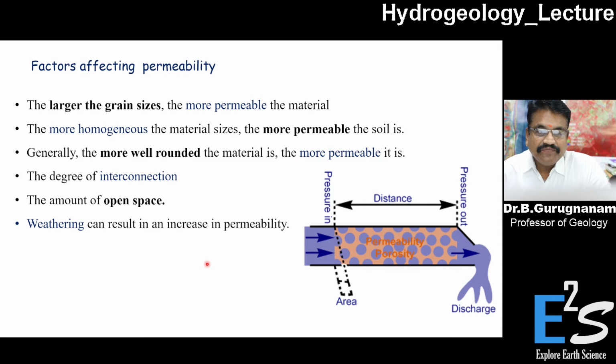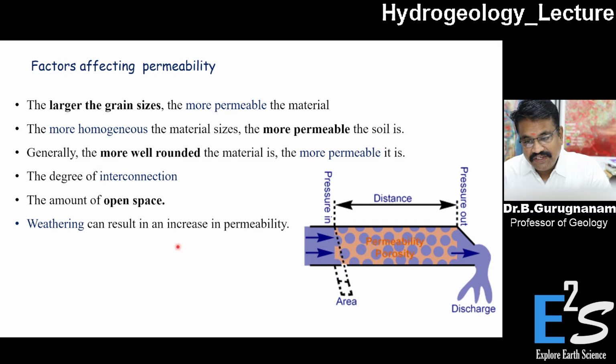What are the different factors which affect permeability? That is also very important. As we discussed in porosity, shape, size, and the cementing material affect the pore spaces. Similarly, here, the larger the grain sizes, the more permeable. If the grains are rounded in shape and arranged in a cubic manner, porosity is high, and the interconnection between the pore spaces is also high. The more homogeneous material is also more permeable. The more well-rounded, the more permeable. It all depends upon the degree of interconnection and the amount of open space.